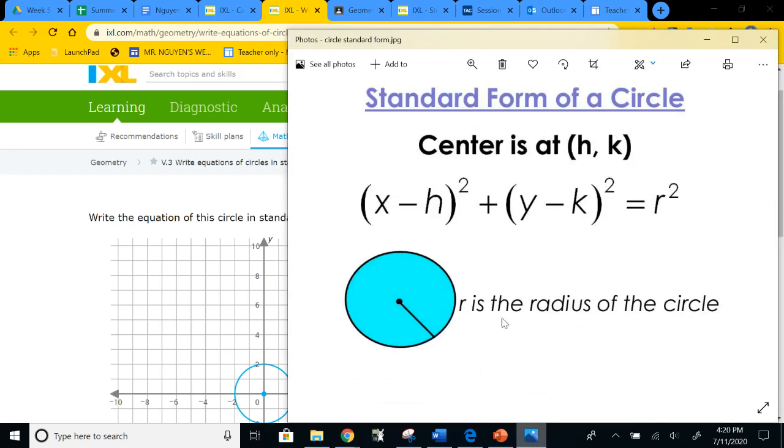Before we do this, let's take a look at the standard form of a circle. We have here x minus h squared plus y minus k squared equals r squared. H and k would be the center of the circle, and r, of course, is the radius of the circle. So keep that in mind when we are writing the equation. I'm going to go back to that if you need to.